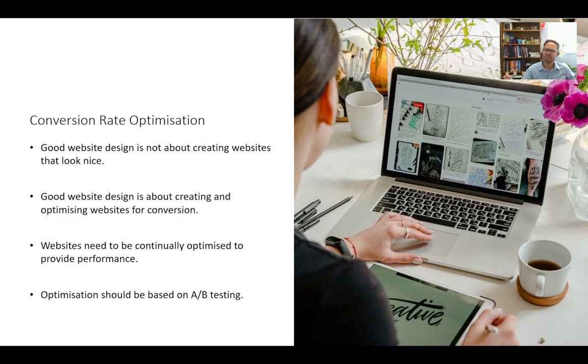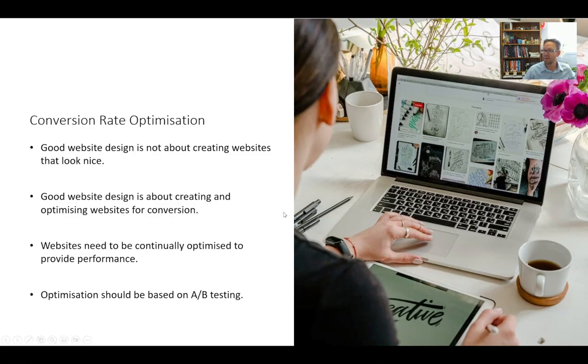So, conversion rate optimization. Good website design is not about creating websites that look nice. All right, and that's a really important point, because digital marketing belongs to marketing. You're going to get a lot of other people telling you, we want to create websites that look nice. So you get graphic designers and so on. Their primary aim is to design a website that the client goes, wow, that looks amazing, your design features are great, and that's all good from their perspective. But remember, from a business perspective, it can't just look good. It needs to achieve the strategic objectives of our organisation.